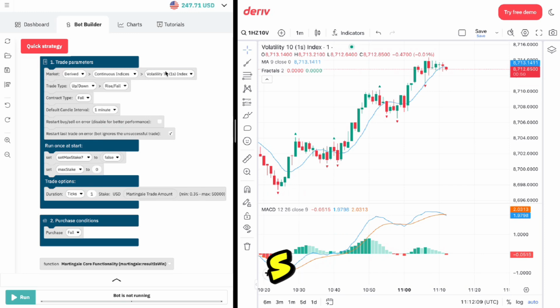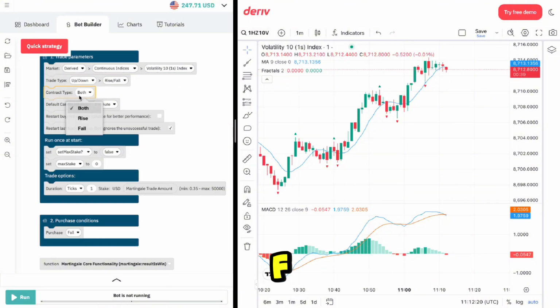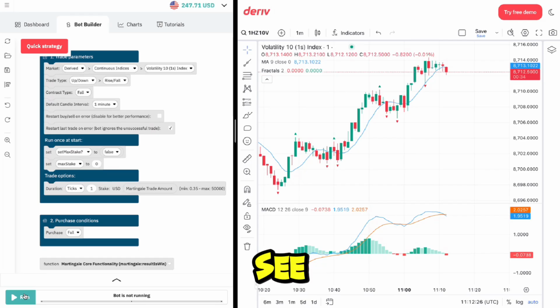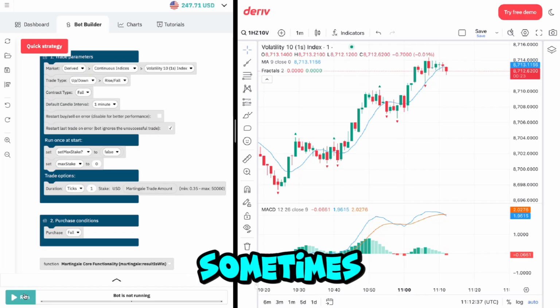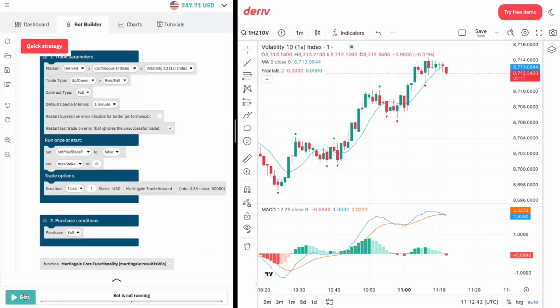This is 10 on S. 10 index here. Just looking for 10 on S a fall. Let's see. So if the next candle starts to fall, I'm going in for a fall. Sometimes it goes for two candles, then there's a reversal. So always be careful with that. So let's just wait. There's no hurry.